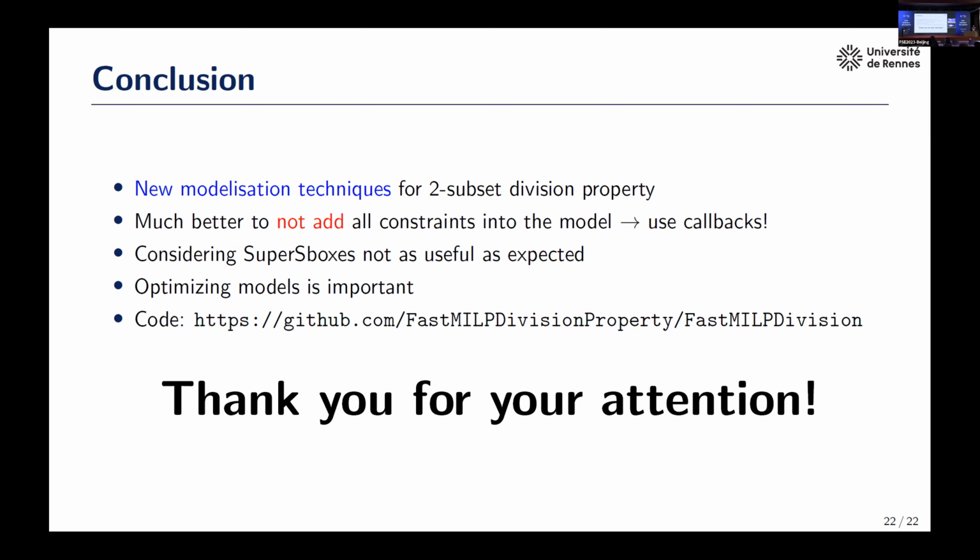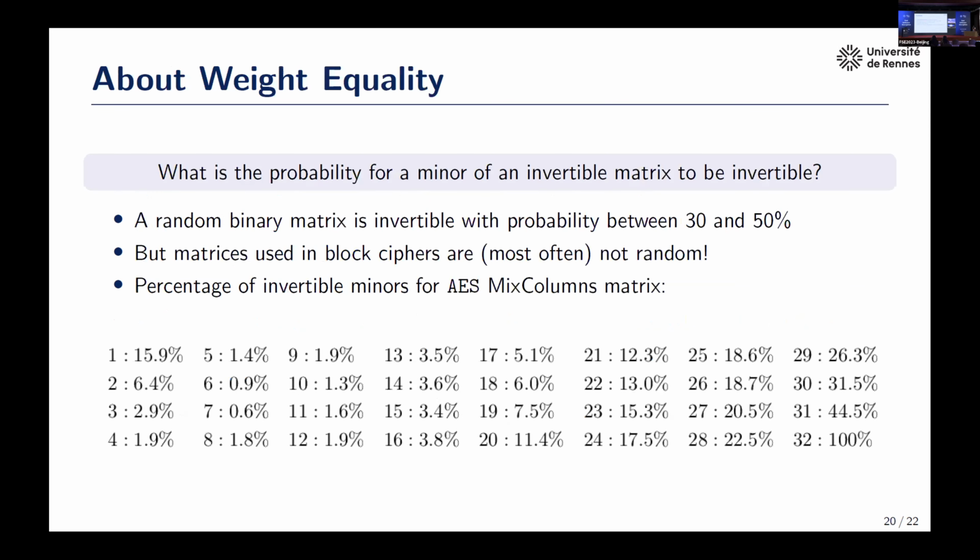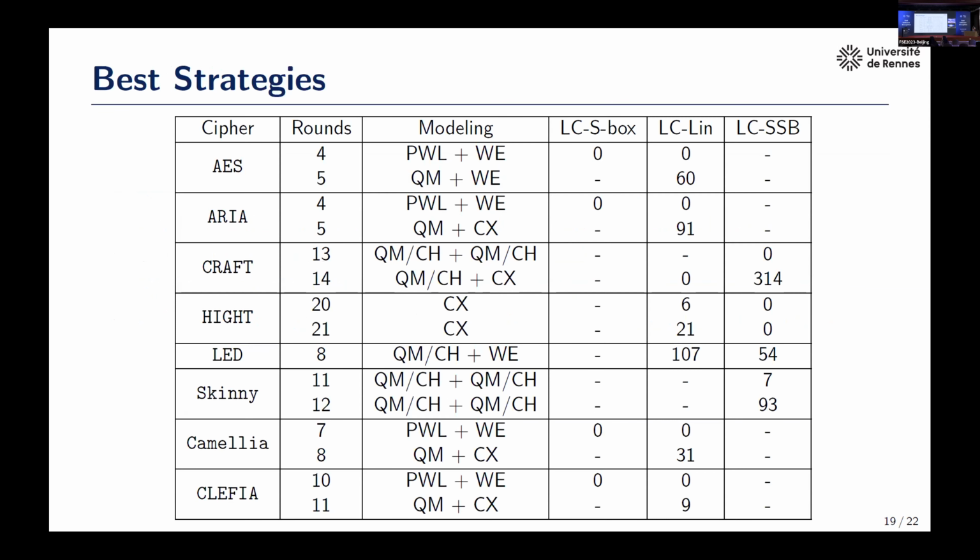Thanks for your presentation. I have a question. From page 19, I found that you used different strategies for different ciphers. But for new ciphers, how do we find the suitable modeling strategies? For example, which one should we choose from PWL plus WE or QM plus WE or others?